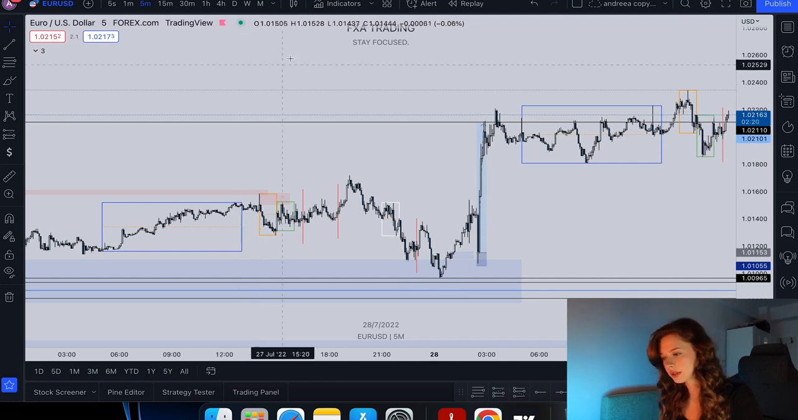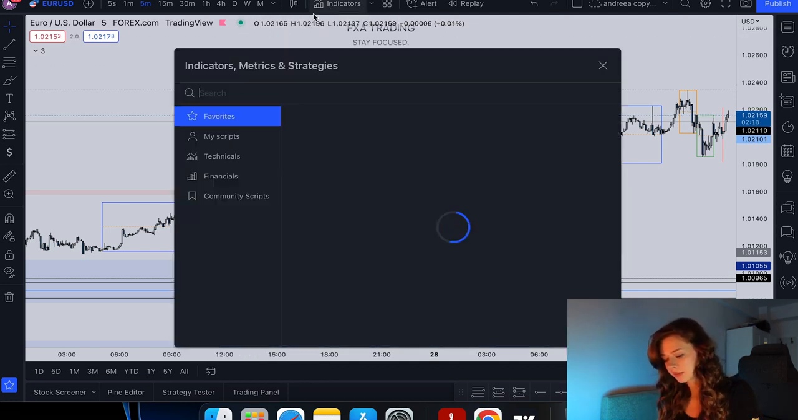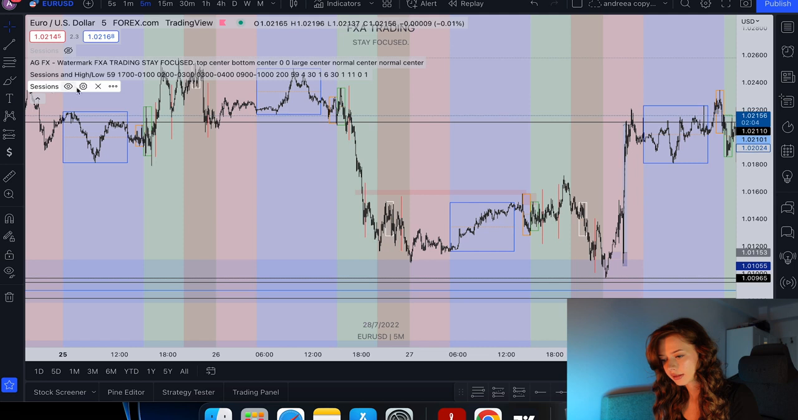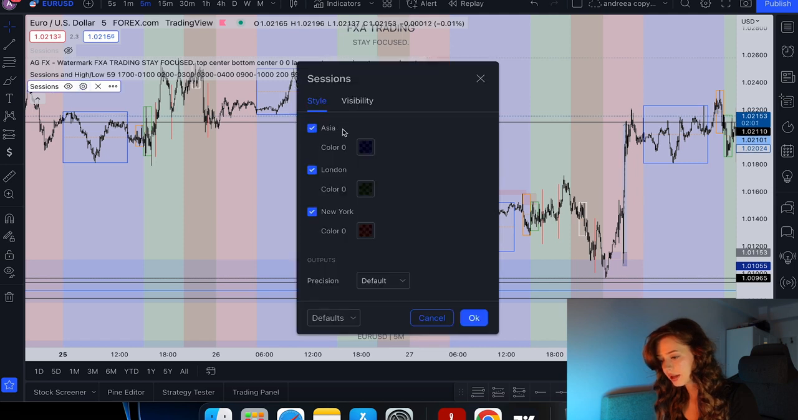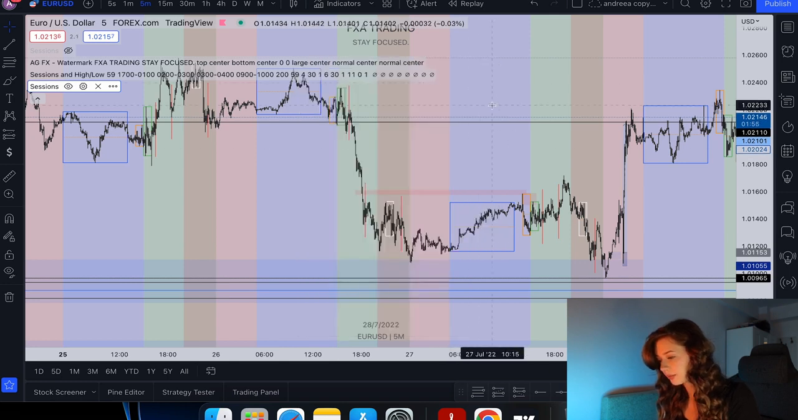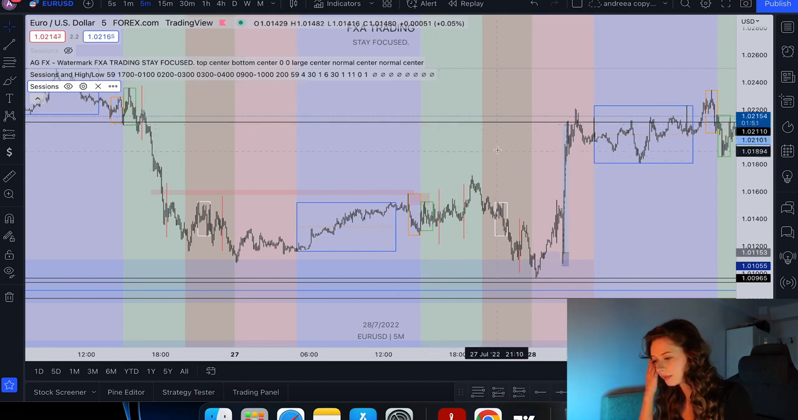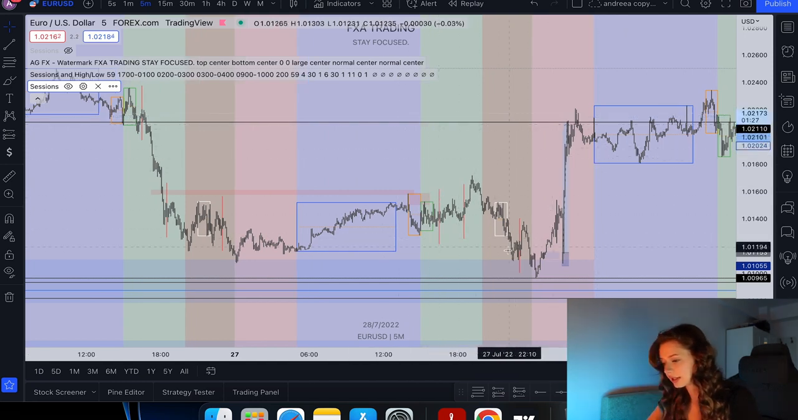For that, if you're a beginner especially, you go on indicators, you type in sessions and you add that to your chart and go to settings. We see that Asia is blue, London is green and New York is red, and I think that this will help you a lot. As you can see, London and New York overlap a bit around here.